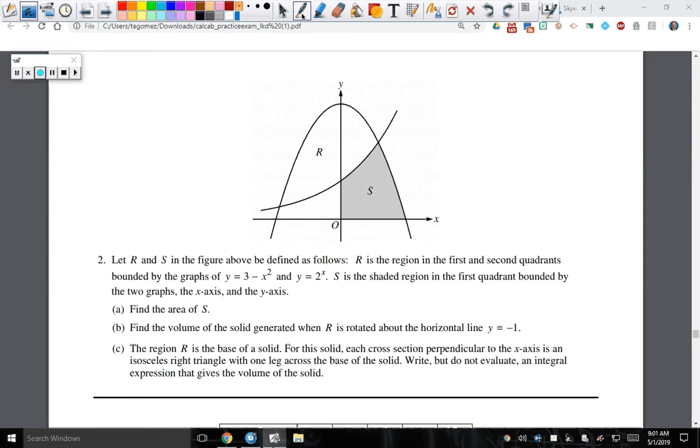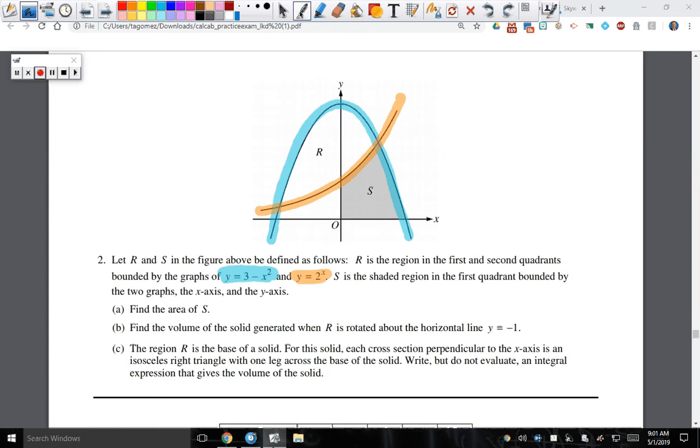Let R and S in the figure above be defined as the following. R is the region in the first and second quadrants bounded by the graphs 3 minus x squared. That's a negative x squared, which means reflected down and shifted 3 units up. So this graph is that function right there. 2 to the x is an exponential growth, doubling each time. And S is the region bounded in the first quadrant where, and so on. So you see the S is shaded. Find the area of S.